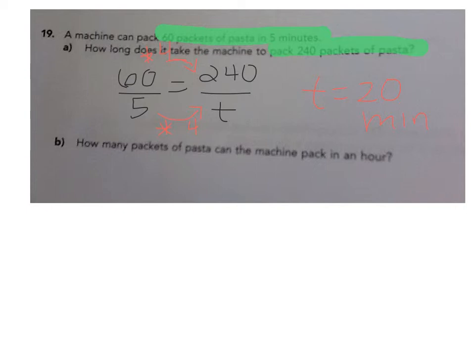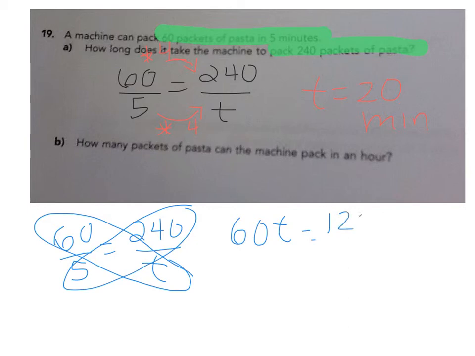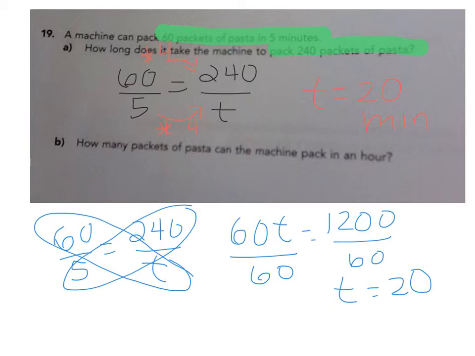The other thing I could do is, instead of doing the scale factor from 60 to 240, I could do cross multiplying. So if I took my two ratios, 60 over 5 is equal to 240 over t, I could just cross multiply, and that would give me 60t is equal to 240 times 5, which is 1200. Divide both sides by 60, and I get t equals 20. So either method is okay.